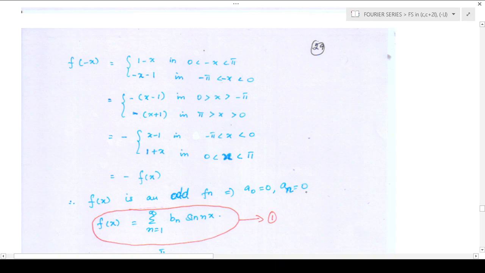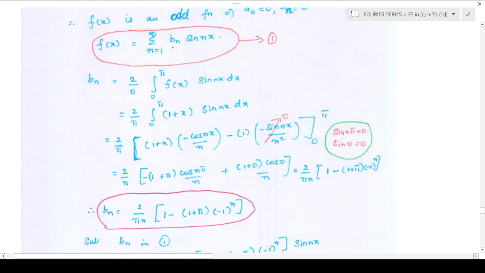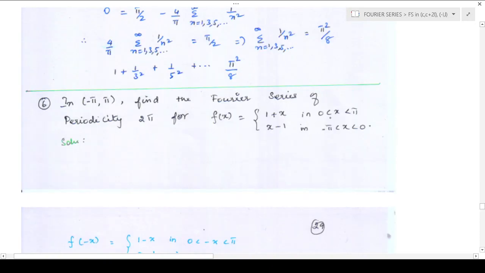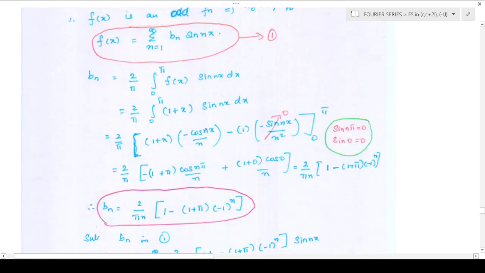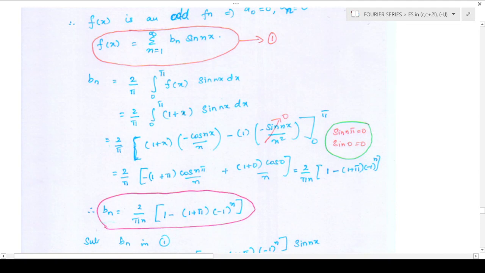So a naught and a n are 0. So your f of x is like this. So you have to find only bn here and substitute. Bn is 2 by pi, 0 to pi f of x sin n x dx. Your bn is from 0 to pi, what it is? From 0 to pi, it is 1 plus x. Apply that. Okay. Apply that. So uv. X is there. So 2 pairs of bracket, 1 plus x. Here if you differentiate, it is 1. You integrate this and put here minus cos n x by n.